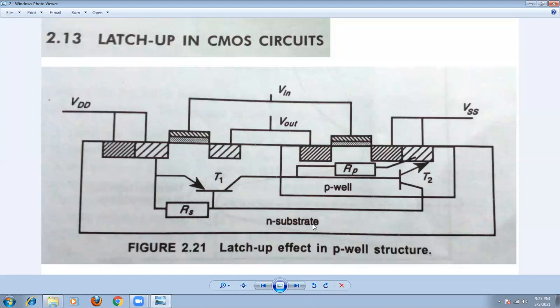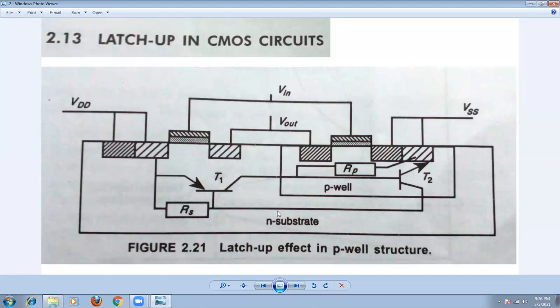undesirable. Because of this current, the power dissipation will be very high. At the same time, the transistor will be destroyed. Because of this latch-up, there is a chance of a breakdown condition of the transistors.